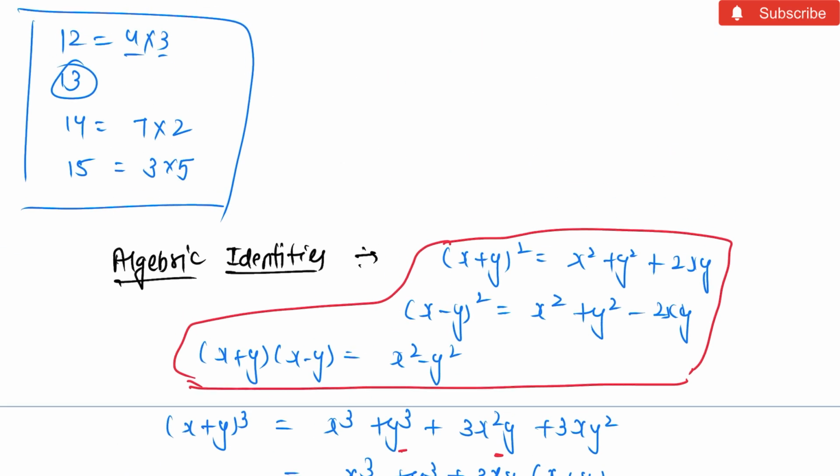And in the next video, we are going to start real numbers, in which we start with HCF and LCM, and we solve the first exercise. So this is all about this video. We will meet in the next video.